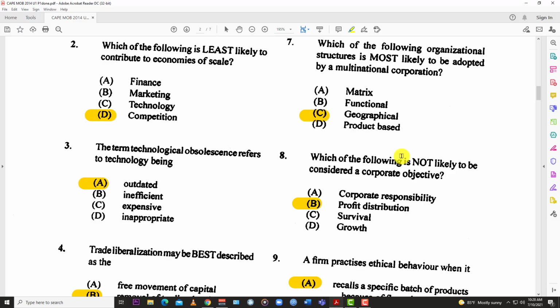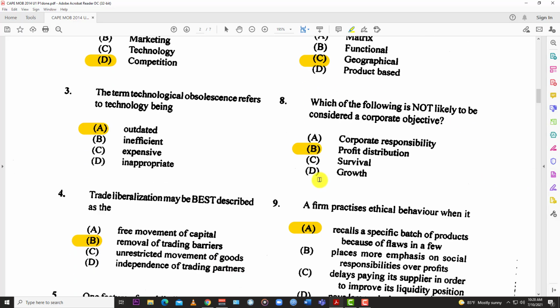Most of the matrix and functional and product based structures are normally reserved for businesses that have just one main entity, right? So a private company, public company, those kinds of things.